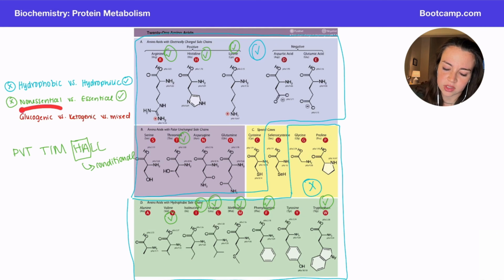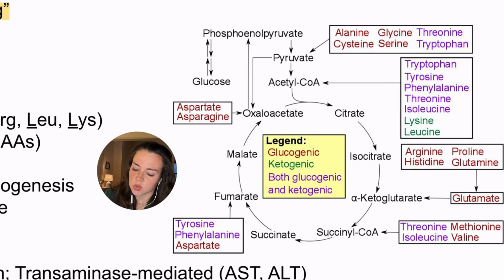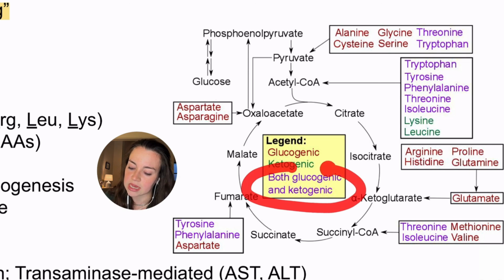And then the final category is glucogenic or ketogenic or mixed. So we've got our diagram here and it's color-coded to show you which are glucogenic, which are ketogenic, and then which are both. So a glucogenic amino acid is going to participate in the carbohydrate pathways, right? Things like gluconeogenesis, the TCA cycle, pathways that we talked about when we talked about carbs. Ketogenic amino acids are going to participate in pathways that we talked about when we talked about fats. Things like ketogenesis, fatty acid synthesis, and then they can also enter and participate in the TCA cycle. And then some amino acids can participate in both pathways.